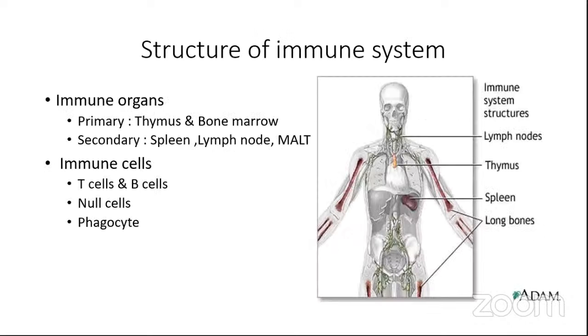So coming to the structure of the immune system, it is made up of immune organs and immune cells. The immune organs in turn are classified into primary and secondary immune organs. The two classical examples of the primary immune organs are the thymus and bone marrow, and secondary immune organs are the spleen, lymph node, and MALT, which is called the mucosa associated lymphoid tissue. And immune cells, the basic cells are the T cells and B cells, followed by null cells and the phagocytic cells.